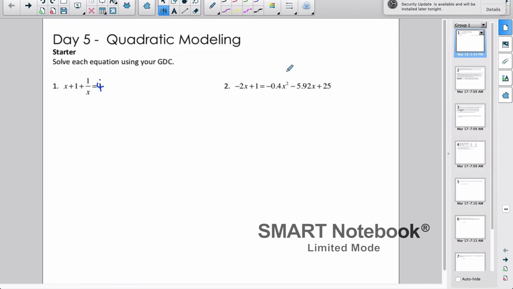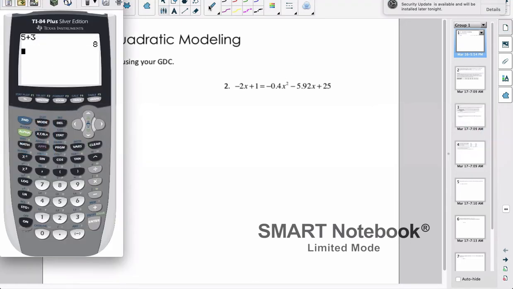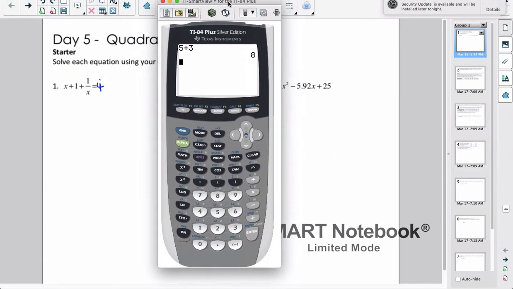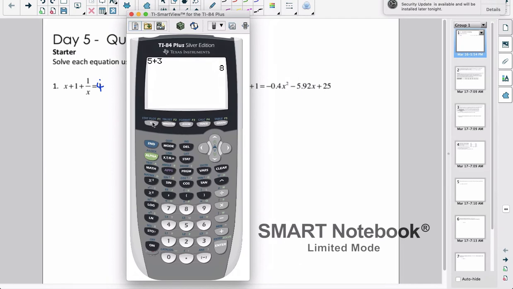So with the TI-84, we will go to y equals and press clear, and we'll type in the whole left-hand side as a function. So we have x plus 1 plus, now to get a fraction we do alpha y equals, enter, 1 over x. So that's the left-hand side of this equation. Now we're just going to graph the function y equals 4. That will give us two graphs.